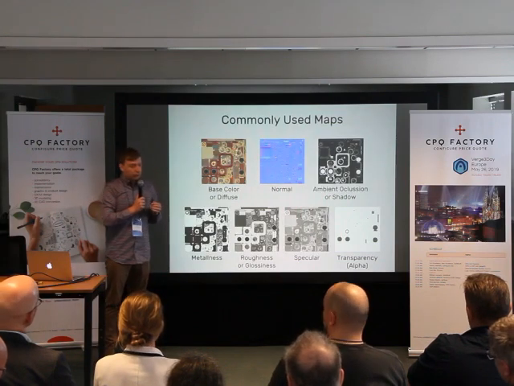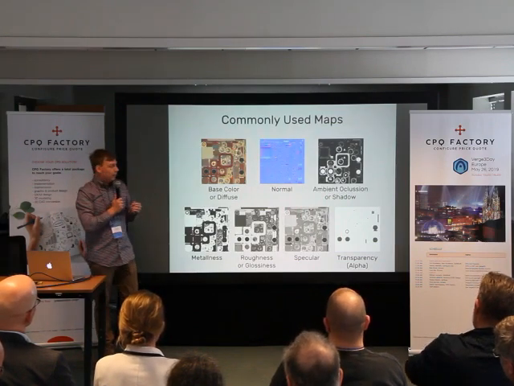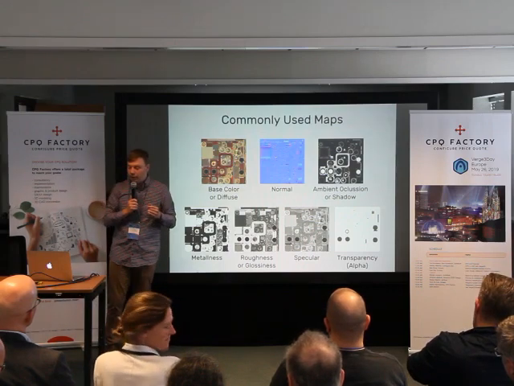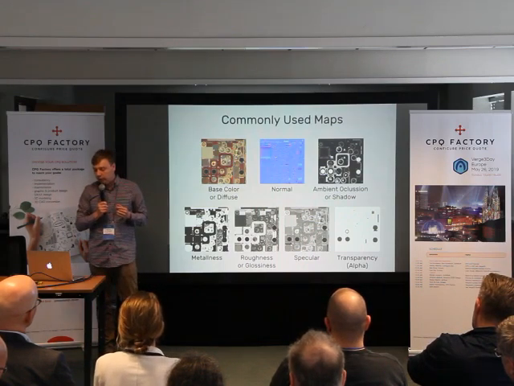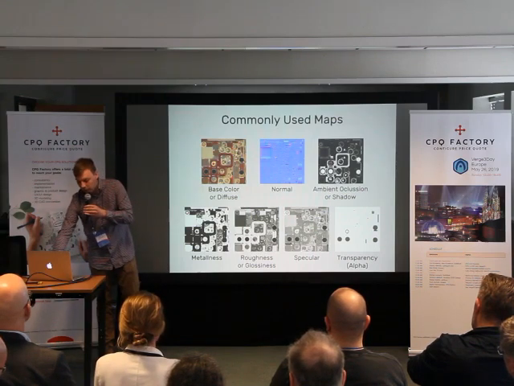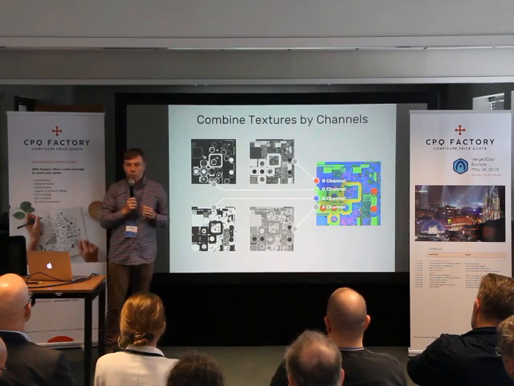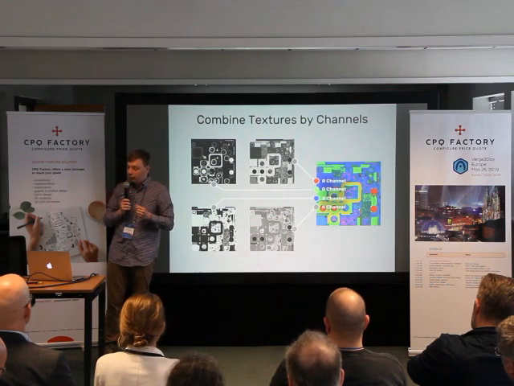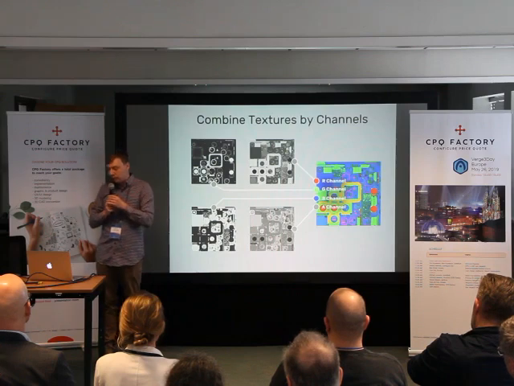Let's talk about textures. Here you can see commonly used maps for the PBR pipeline and not only. As you can see, most of them are black and white, and the first thing you can do is to combine them into one colored RGBA texture. You can combine up to 4 images.